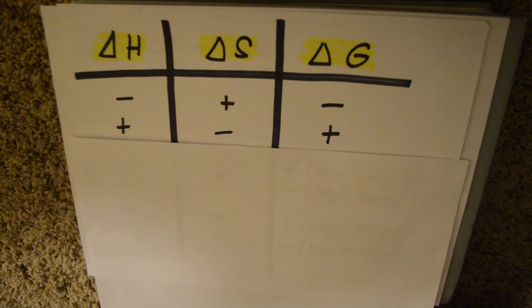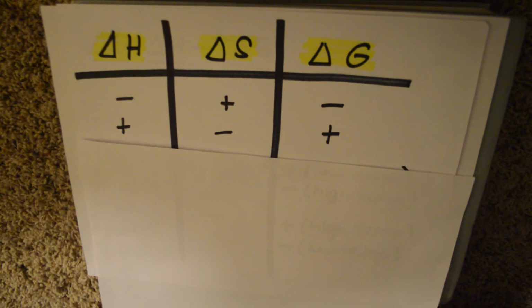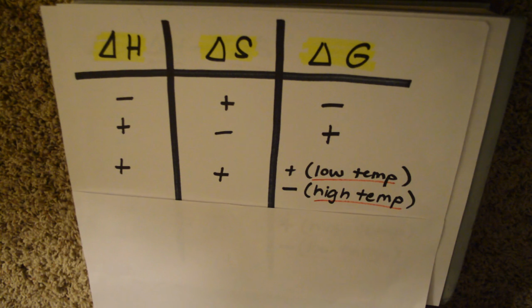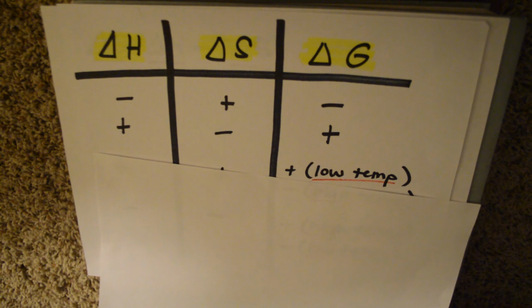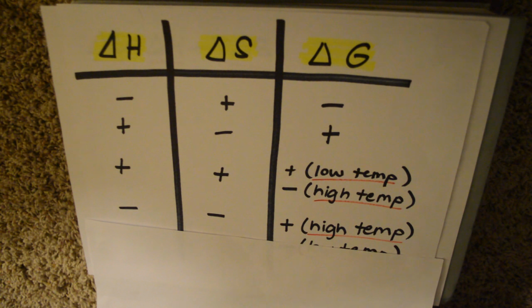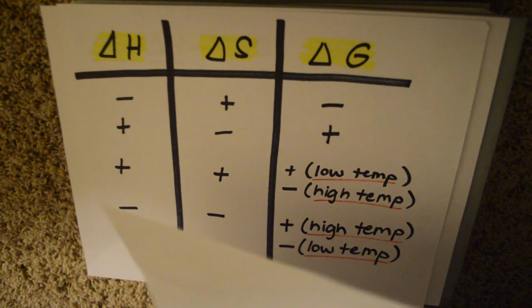For the second one, it would be the opposite, where delta H is positive, delta S would be negative, and delta G would be positive, meaning it wouldn't be spontaneous at any temperature. And for these two, if both delta H and delta S are positive, then it would only be spontaneous at high temperatures, and it wouldn't be spontaneous at low temperatures. And for the last one, if delta H is negative as well as delta S, then it would be favorable at low temperatures and not at high temperatures.